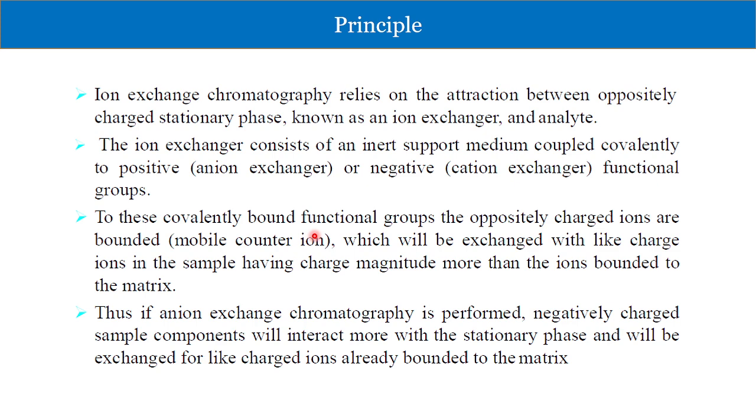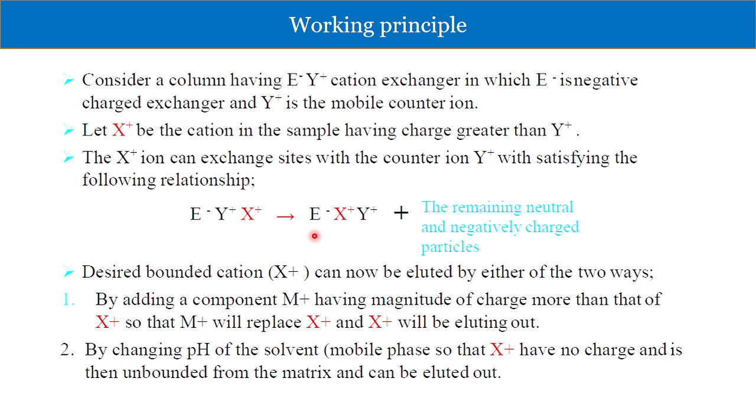If anion exchange chromatography is performed, negatively charged components will interact. And if we want to have cation exchange chromatography, we need the positively charged components that will be interacting. So the working principle is that if we have a column having the cation exchanger in which you have the ligand which is negatively charged and your mobile counterion is positively charged, we have an X plus cation in the sample which has a greater affinity, which has a greater charge than your Y plus. So it binds to your E minus more than that of Y plus.